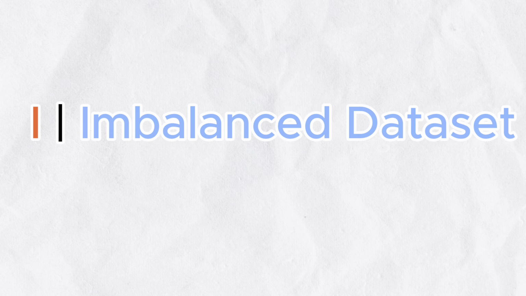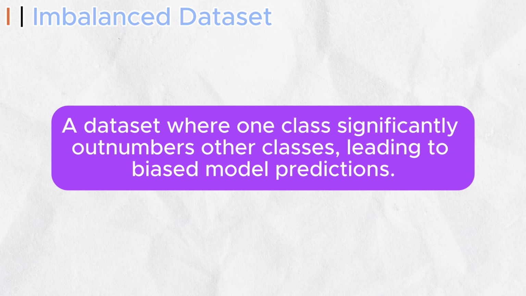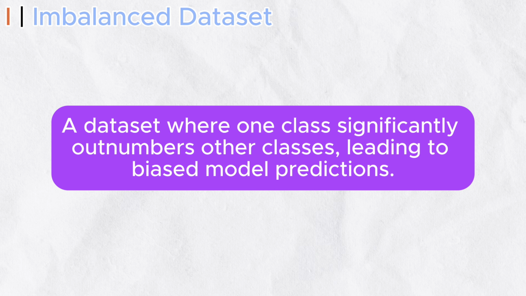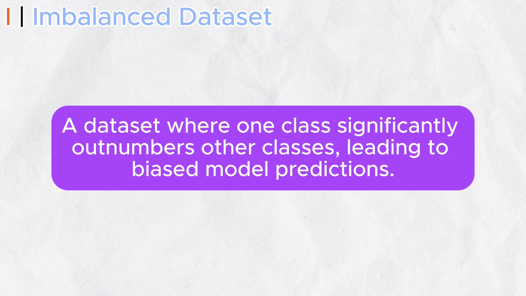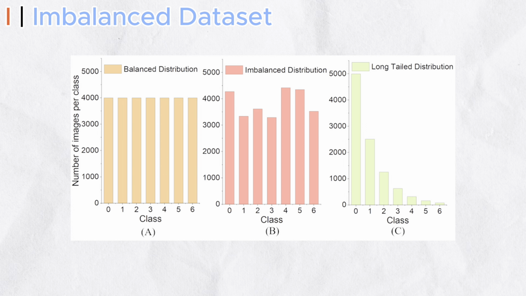I for imbalanced data set. An imbalanced data set is a data set where one class significantly outnumbers other classes, leading to biased model predictions. In a data set for fraud detection, for example, where only 1% of transactions are fraud, an imbalanced data set can result in a model that predicts mostly that transactions are non-fraud.